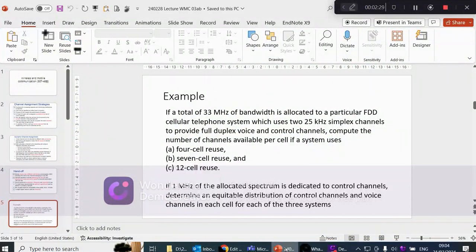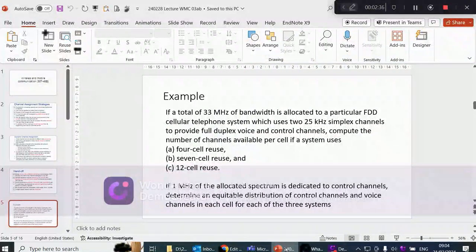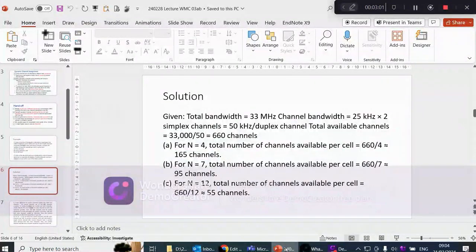This one shows an example that if you have a total bandwidth of 33 megahertz and you have 25 kilohertz simplex channels, and for that, how you compute the capacity of the system when you use 4 cell reuse, 7 cell reuse, and 12 cell reuse. And in the second part, if we include control channels, we discussed all these in the last lecture.